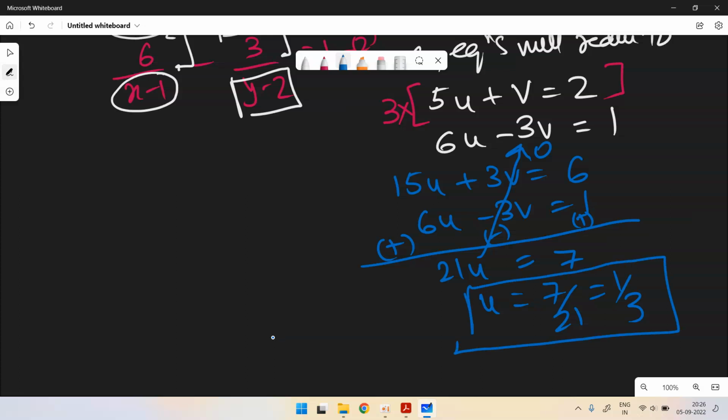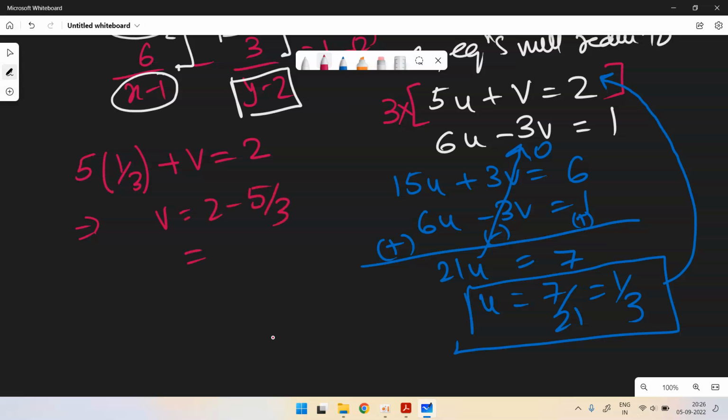And if you substitute this value of u here, this will be easy. So we get 5 into 1 by 3, that is u is 1 by 3, plus v equal to 2, which implies that v equal to 2 minus 5 by 3, nothing but 6 minus 5 by 3, equal to 1 by 3. So the value of v is also 1 by 3.